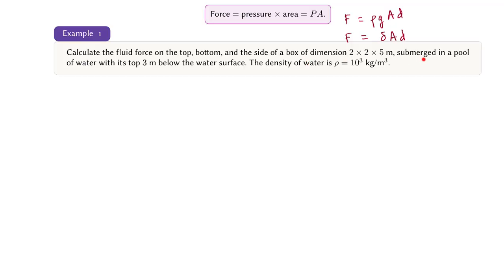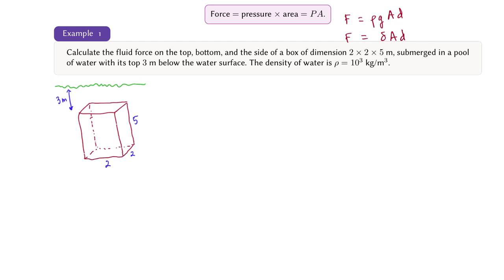Calculate the fluid force on the top, bottom, and the side of the box of dimension 2 by 2 by 5 meters, submerged in a pool of water with the top 3 meters below the water surface. The density of water is 1000 kg per cubic meter. These are SI units because meters is the unit of the dimension.